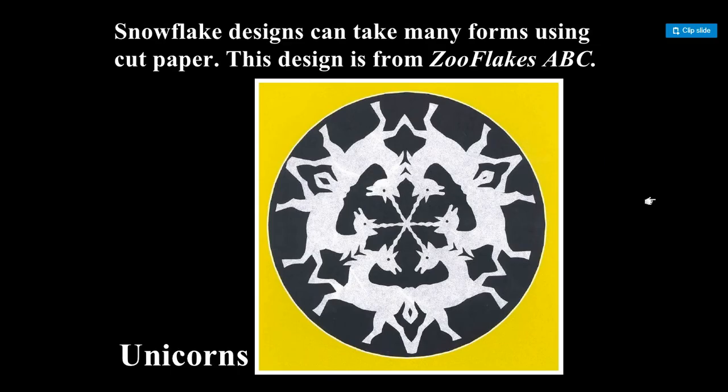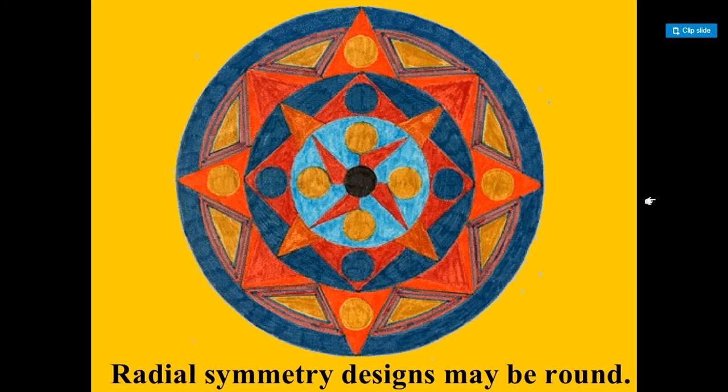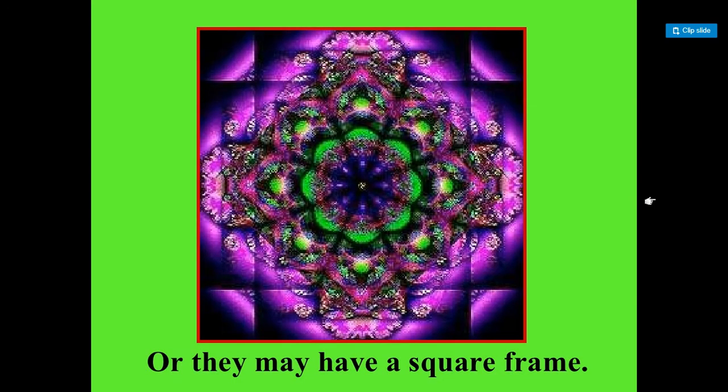And you can make a design similar to a snowflake with radial symmetry using objects that aren't geometric shapes, like unicorns or kangaroos or zebras. Radial symmetry designs can be round, or they might have a square frame.